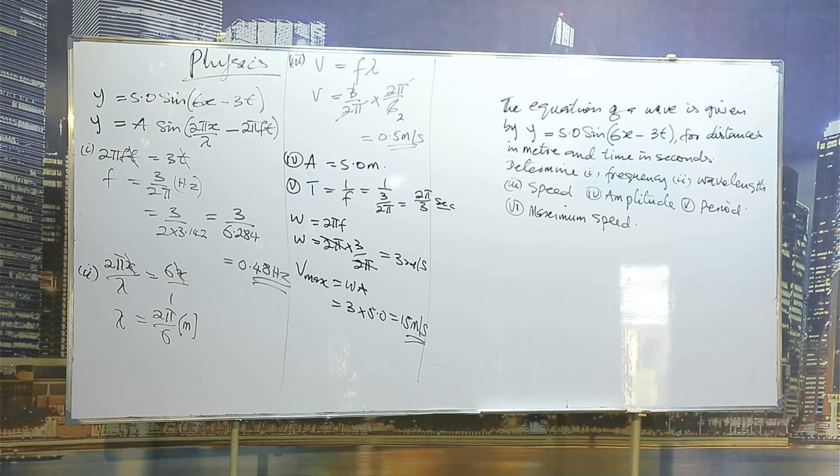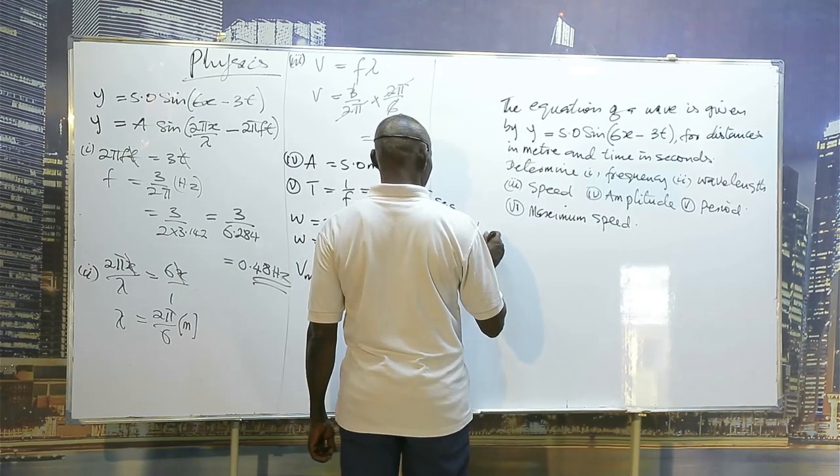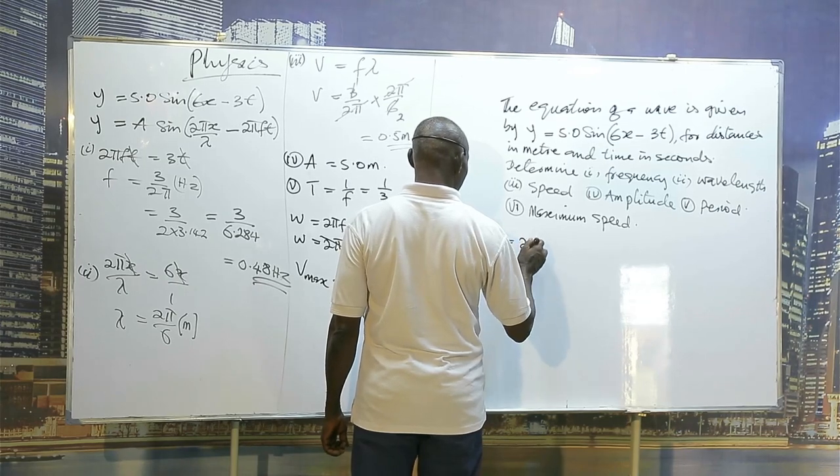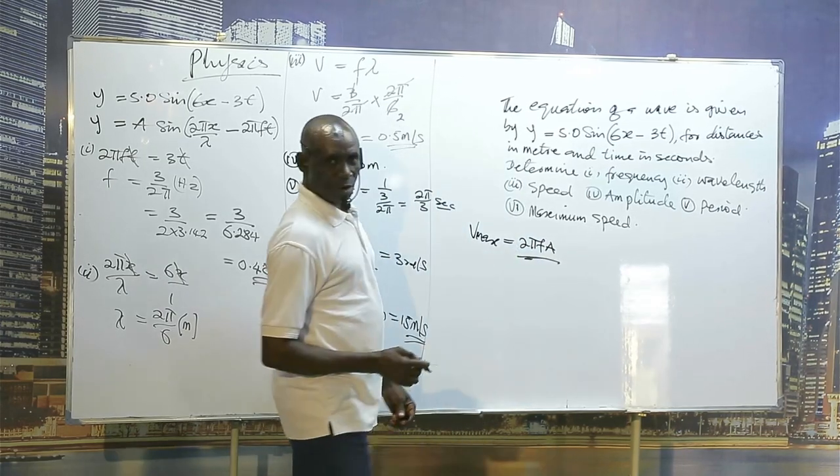Yes, somebody here. V maximum equals WA. It's either WA or WR. R is amplitude under mechanical. A is amplitude under waves. You can still change that W. You can still place the value of W. So you can change it now. You can still work with V maximum. You can say V maximum equals, instead of W, you put down 2 pi F, then A. So this is still the value of V maximum.